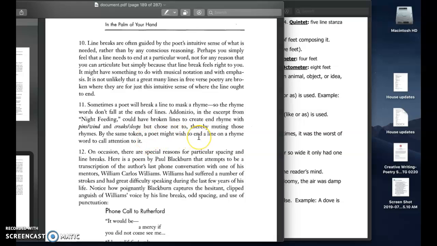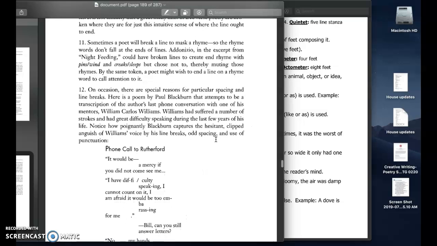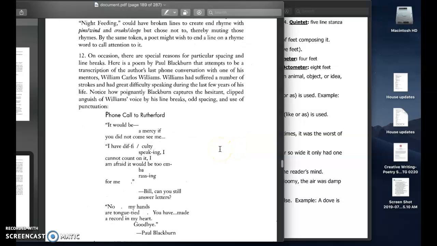Sometimes the poet's trying to break a line to mask a rhyme because they don't want the rhyme words to end up at the last line, and they don't want that pattern there. Sometimes there's special reason for certain spacing and line breaks. This poem that Carl included here by Paul Bachman attempts to be a transcription of the author's phone conversation with one of his mentors, the writer William Carlos Williams.